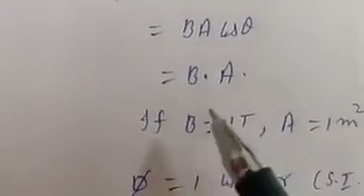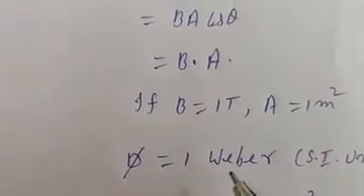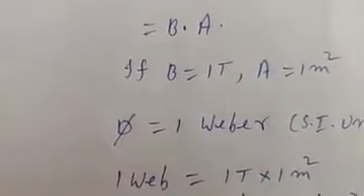Now suppose B is 1 Tesla. Area is 1 meter square, so flux will be 1 Weber. Weber is the SI unit. Now 1 Weber is 1 Tesla into 1 meter square.